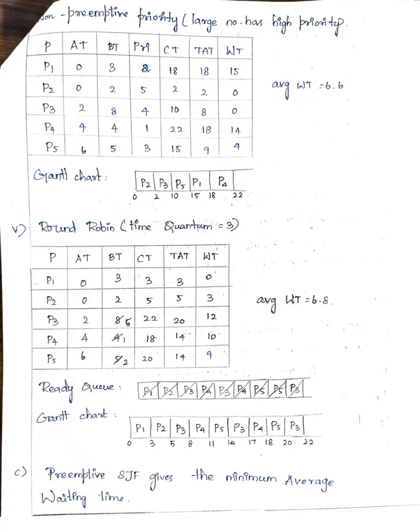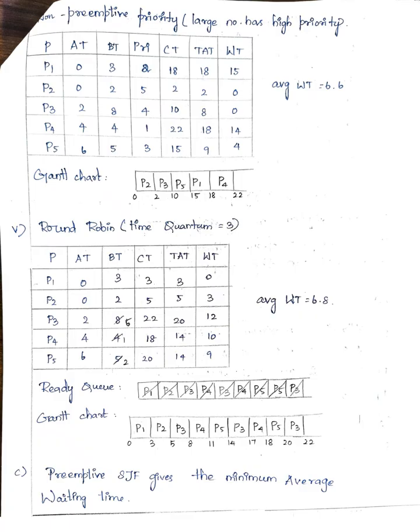Then round robin. Round robin means, instead of running a process for its whole burst time, they have given a time quantum. Whatever process they are taking, in order of arrival, the time quantum is given as 3 or 2. If it is 3, the process has to run for 3 units of burst time. If it is 2, it has to run for 2 units, like that.